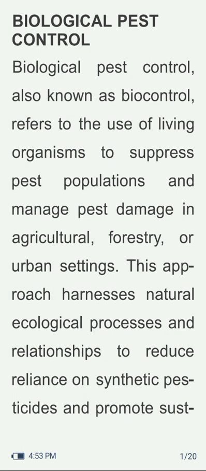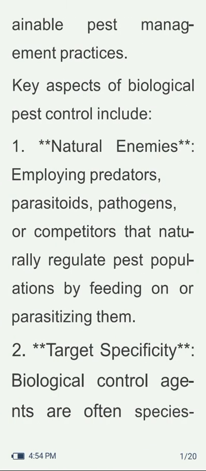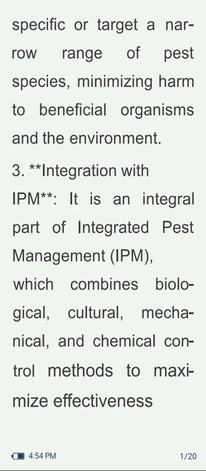Biological pest control. Biological pest control, also known as biocontrol, refers to the use of living organisms to suppress pest populations and manage pest damage in agricultural, forestry, or urban settings. This approach harnesses natural ecological processes and relationships to reduce reliance on synthetic pesticides and promote sustainable pest management practices. Key aspects of biological pest control include natural enemies, like employing predators, parasitoids, pathogens, or competitors that naturally regulate pest populations by feeding on or parasitizing them. Then target specificity: biological control agents are often species specific or target a narrow range of pest species, minimizing harm to beneficial organisms and the environment.